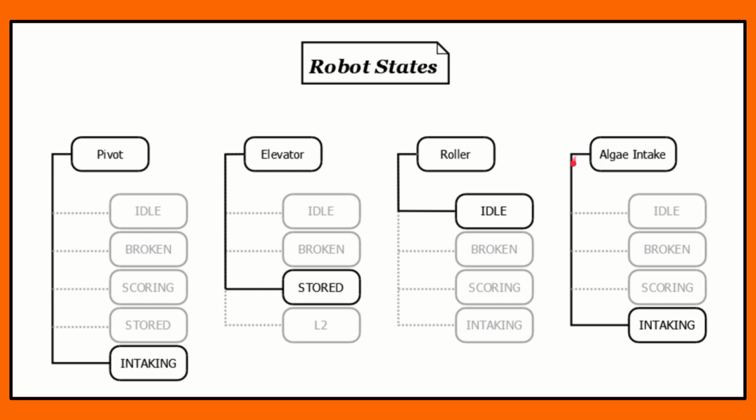And our algae intake, which is at the end of our pivoting arm, is intaking. So it's rolling the rollers at the end of an arm outside of our robot. It's a generic over bumper intake. So this is a robot state.